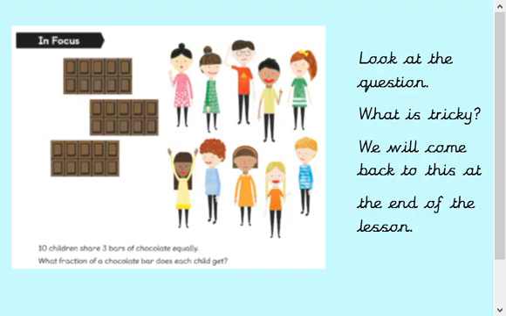Our in-focus task this morning is looking at the question on the sheet. So you've got 10 children share 3 bars of chocolate equally. What fraction of a chocolate bar will each child get? Okay, so we will be looking at this during the course of this teaching sequence, and then at the end of the lesson we should be quite comfortable and be able to answer this question.